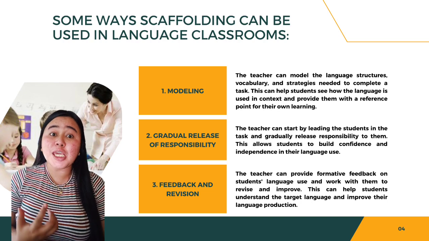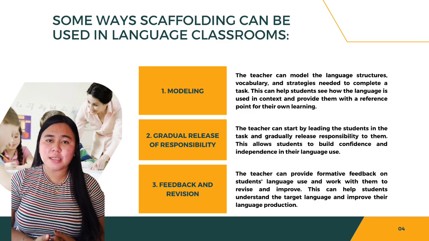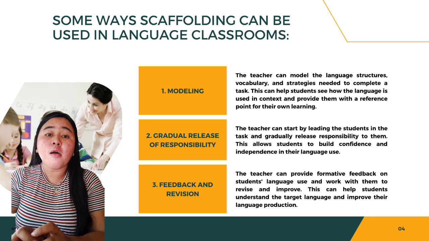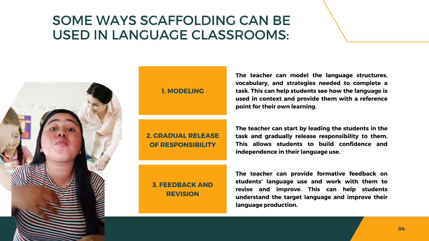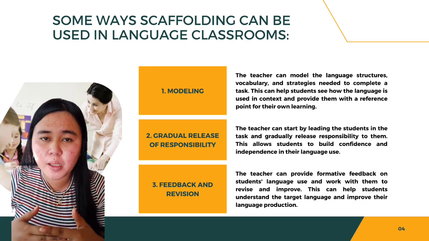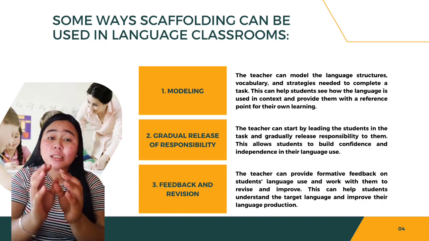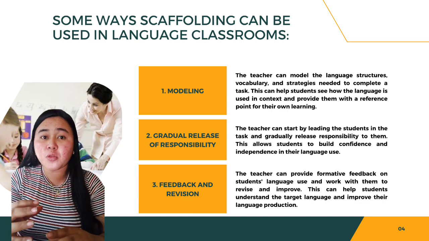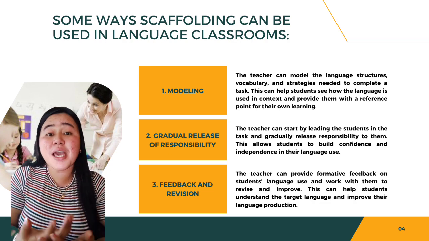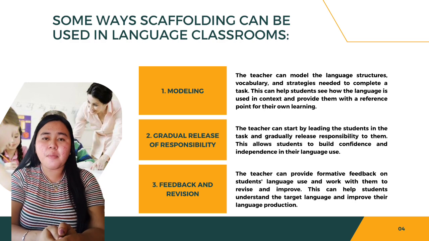Next, what can be used to support student learning is gradual release of responsibility, because it is a scaffold that starts with the teacher providing a high level of support and then gradually transferring the responsibility of the task to the student. For example, the teacher can provide a writing prompt and guide the student through the writing process with explicit instruction before gradually releasing them to work independently.